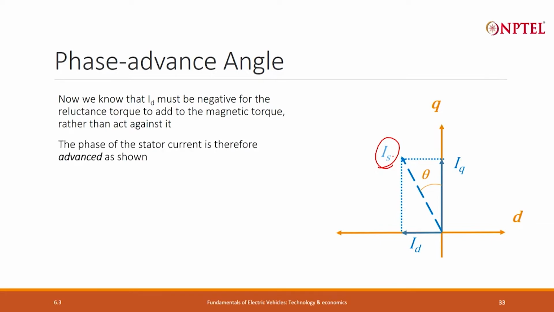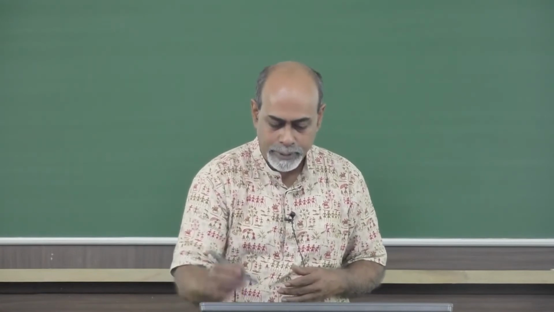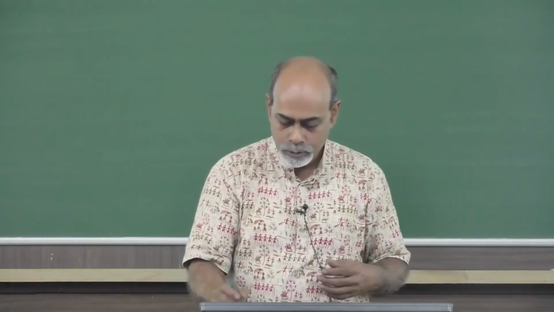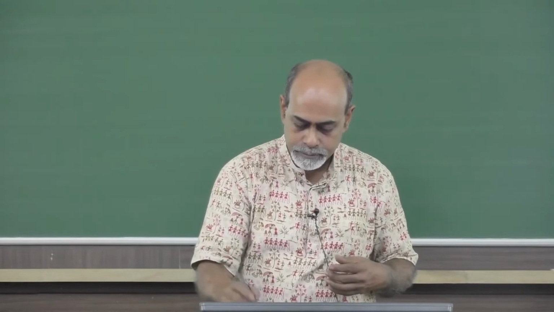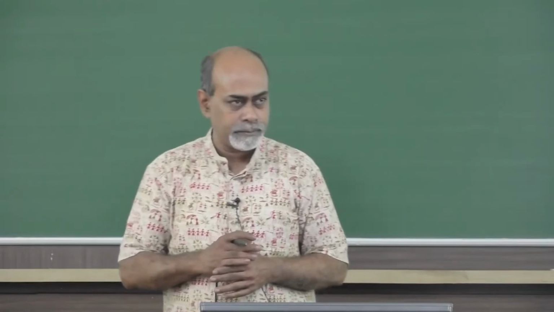Since I have advanced the direction of IS, normally we went on saying in the earlier discussions that the current has to be perpendicular to the magnetic field to get maximum torque, but here I am deliberately advancing its phase a little more than 90 degrees. Our earlier discussion was that you get maximum magnetic torque when it is 90 degrees, but since we are greedy for the reluctance torque also, we are further advancing it by an amount of theta. So, this theta is called the phase advance angle.